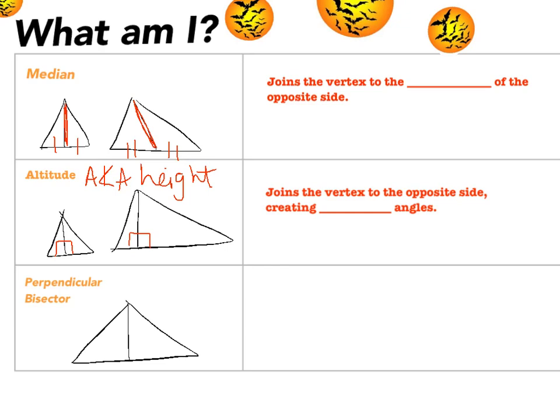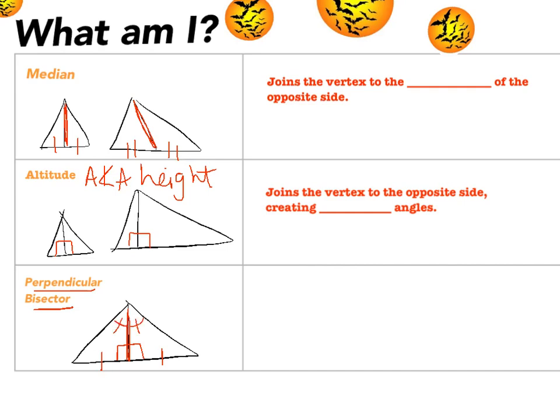Now, perpendicular bisector kind of is both of these things together. This line right here is the perpendicular bisector. It comes down, and first it's perpendicular. Second, it's a bisector, and it's a really powerful bisector. It not only cuts the opposite side in half, it also cuts this angle in half.